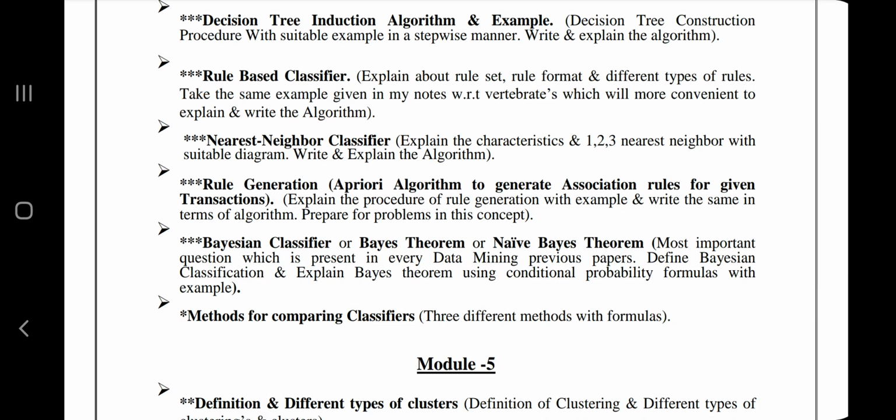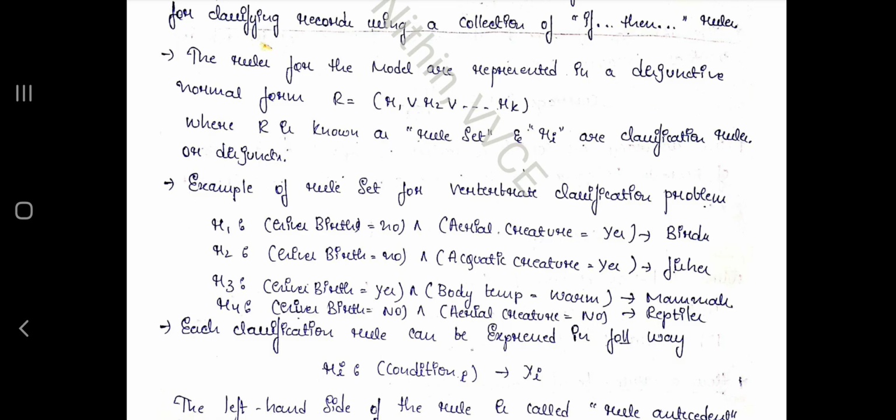What is the rule based classifier that we'll be discussing? Rule based classifier means there will be some rules defined. By the name itself you can understand: it is based on a rule that the classification is happening. So if the classification is happening based on rules, that is called a rule based classifier. Here different rules are defined, and using those rules you will be classifying. Let's have a look at how that classification is done. Coming to page number 82, you will find the answer for the rule based classifier.